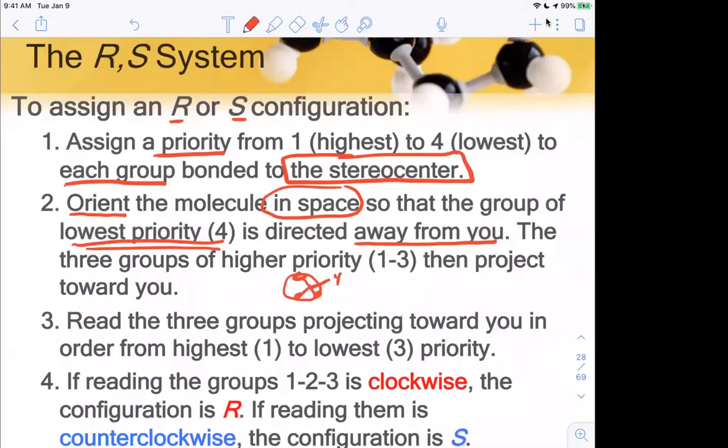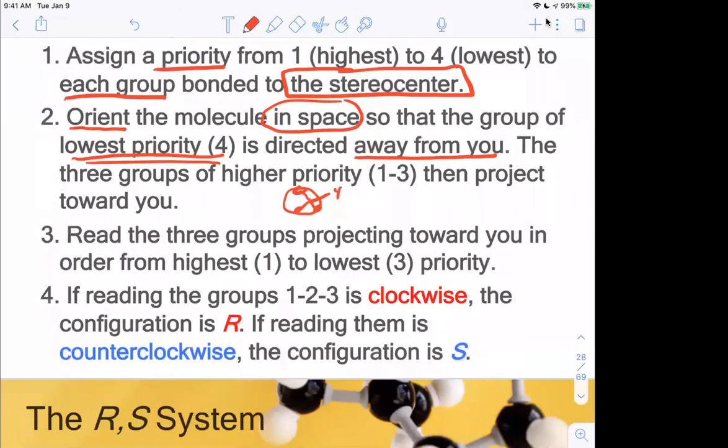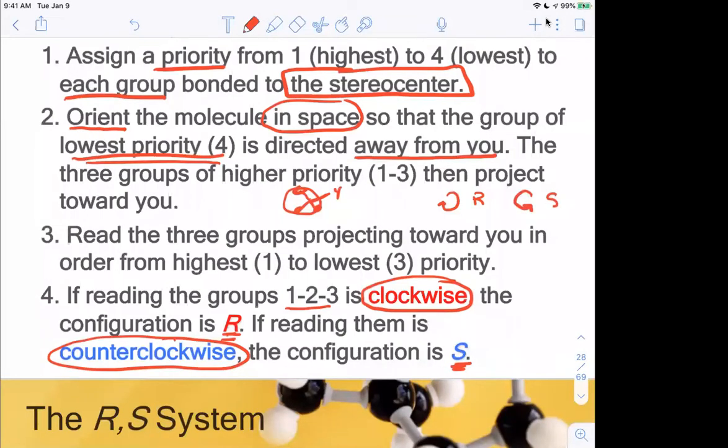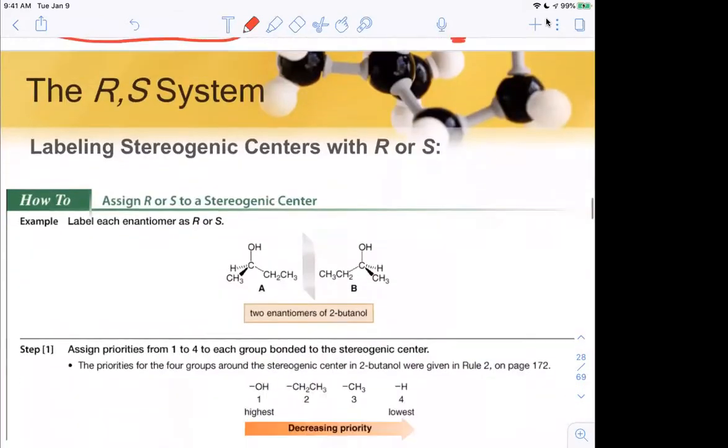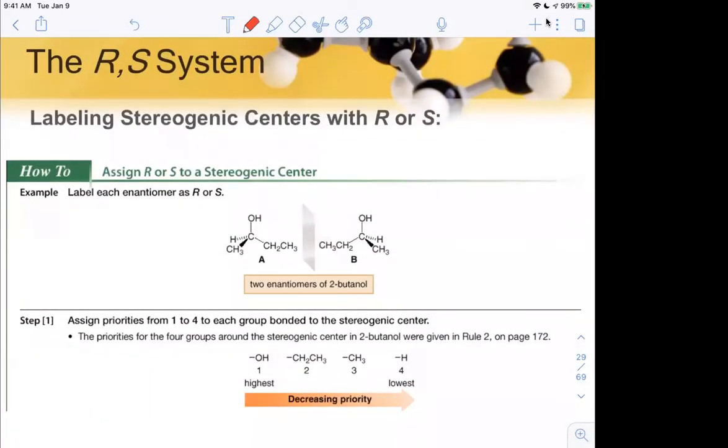I'm going to read the groups in order from highest to lowest. If my reading, my 1, 2, 3, is clockwise, the configuration is R. If it's counterclockwise, the configuration is S. So if I go this way, which is clockwise, my configuration is R. If I go this way, which is counterclockwise, my configuration is S. So let's do a problem.